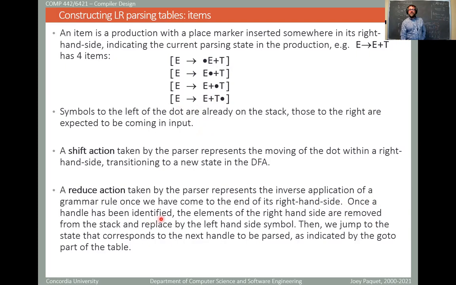Once a handle has been identified, a handle is an item, a completed item. The elements of the right-hand side are removed from the stack and replaced by the left-hand side symbol. Then we jump to the state that corresponds to the next handle to be parsed, as indicated in the go-to part of the table, as I explained earlier when I gave you the parsing example.